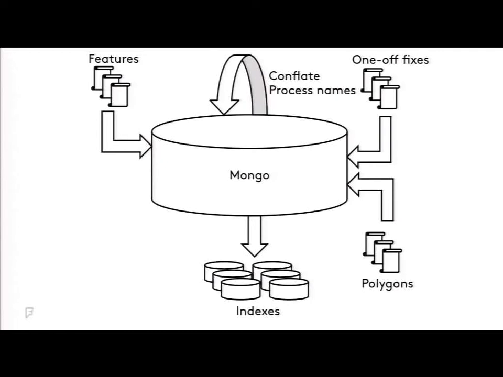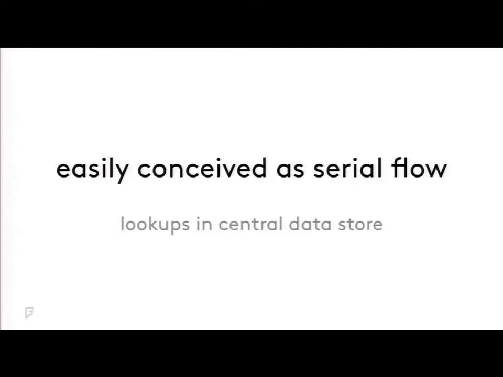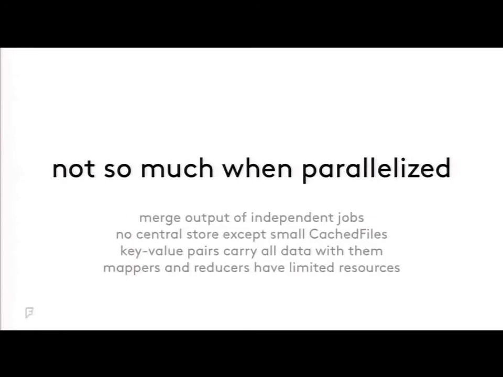And we finally spit out a bunch of indexes that are Hadoop map files and H files. So this is relatively straightforward when conceived as a serial flow on one single machine, right? Because you have a central data store that you can query as you please. Not so much the case when you try to parallelize using MapReduce, because now all of a sudden you're running all these jobs in parallel. They run independently, they produce their own output, and you've got to merge that output.